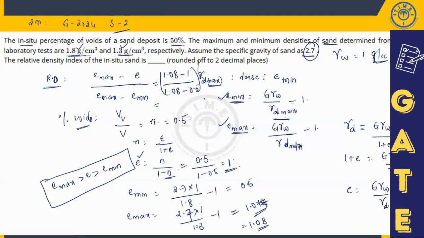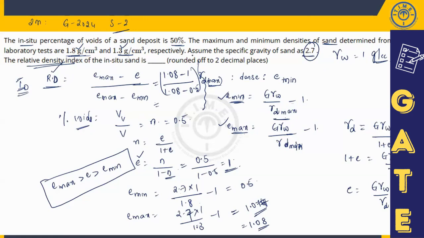I had simply substituted this e max, e minimum. I got the values. I substituted everything in relative density. We can also call it density index, I D. I means index, D means density, RD, relative density, density index, all are same. What is the answer then? Very good, Janani. 13.79%.